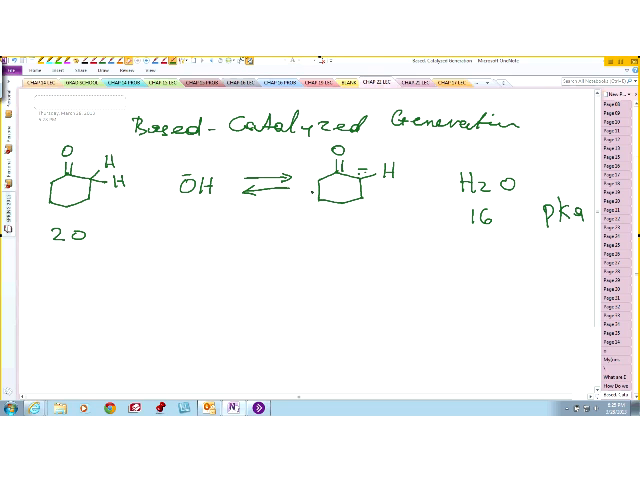For you to have an acid-base reaction, the direction of that reaction should favor the direction in which the reaction goes from the stronger acid to the weaker acid. Okay? So water has a pKa of 16. This hydrogen here has a pKa of about 20. So which is the weaker acid here? Keep in mind, the lower the pKa, the stronger the acid, right? So which is the weaker acid? The cyclohexanone. So therefore, we will expect the direction of this reaction to be here. The reaction will go slightly in this direction.